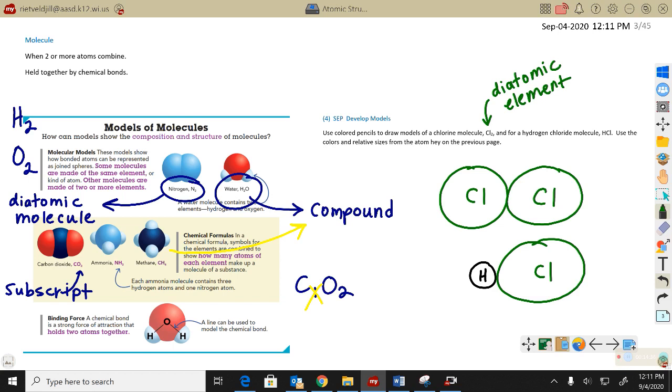So hopefully you do something like that. We're just looking at different ways to model atoms and show their relative size, show molecules, and what kinds of elements are bonded together. Are they the same elements? Are they different elements? Then we try to indicate that either with different colors or here by showing the relative size. Cool.